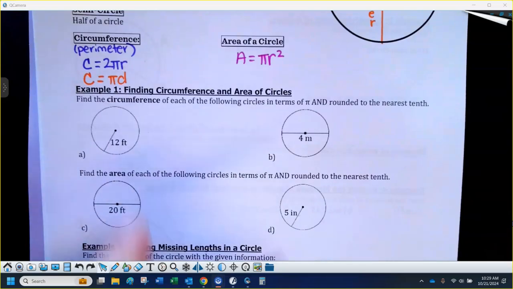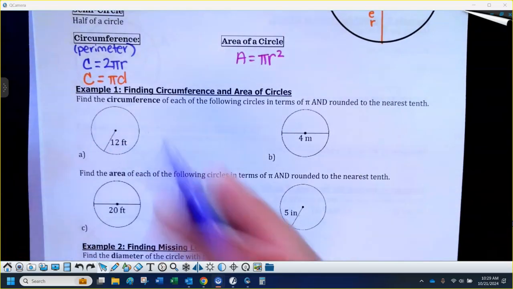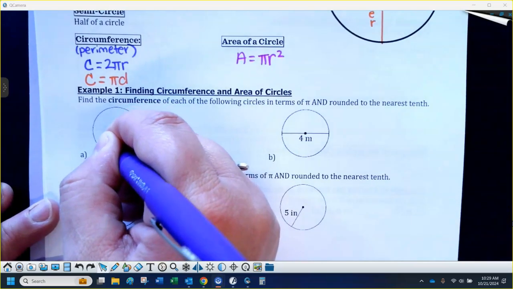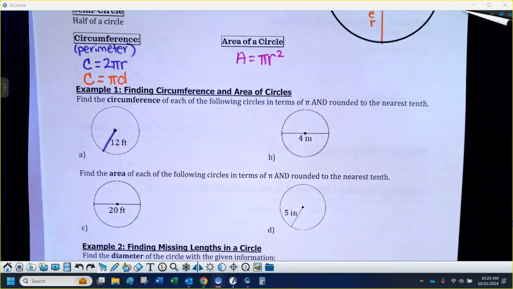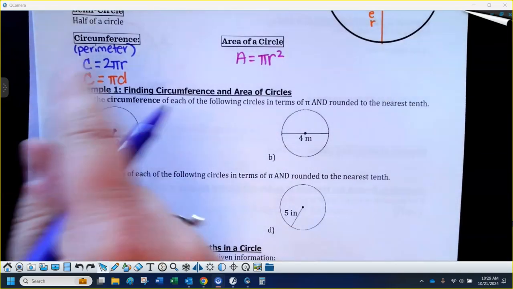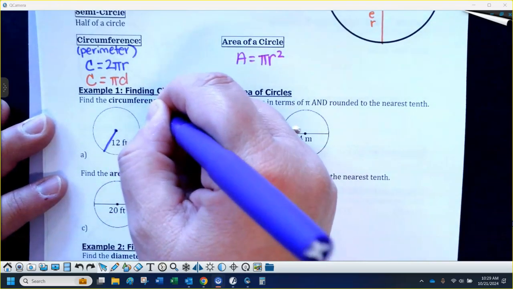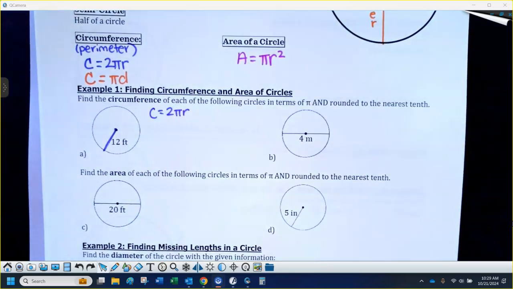All right, so here's my circumference. This gives me 12 feet. And what is that 12 feet representing in the lovely picture? Radius, right? Okay, so if I have the radius, I would probably use the little formula, the 2 pi times the radius, because I know the radius.